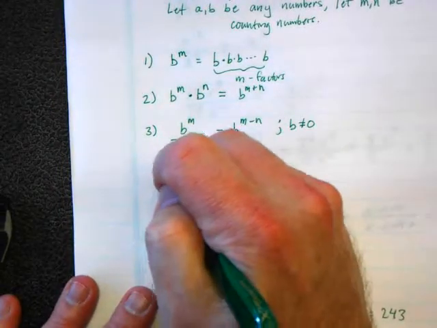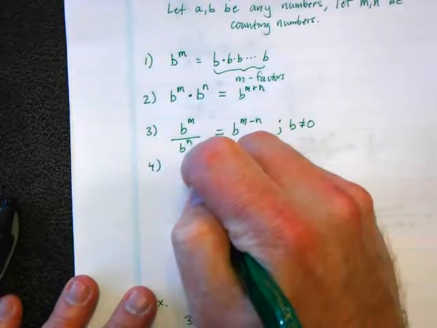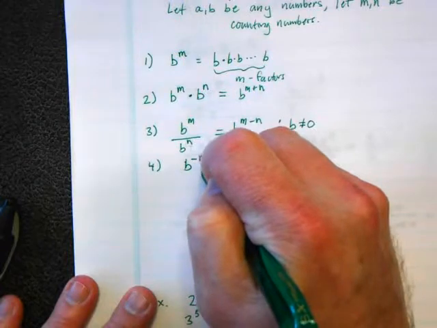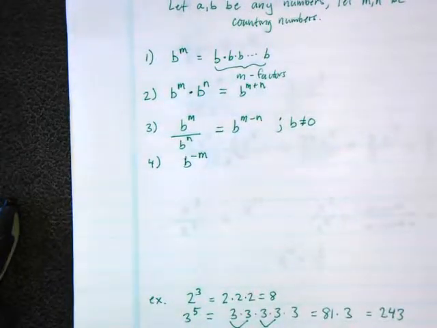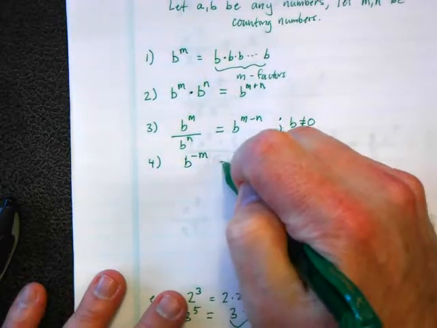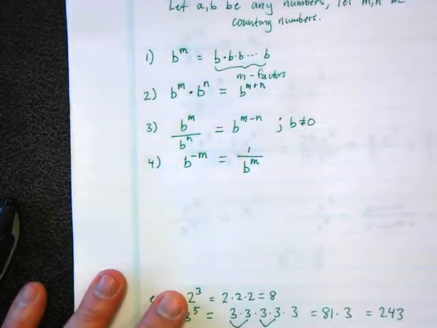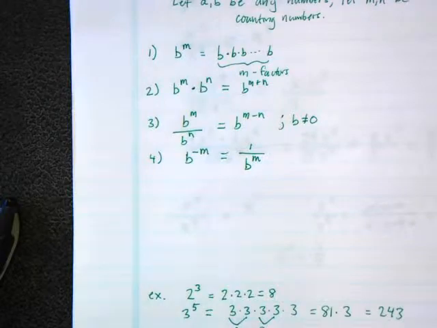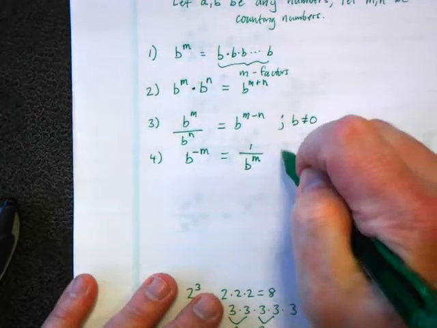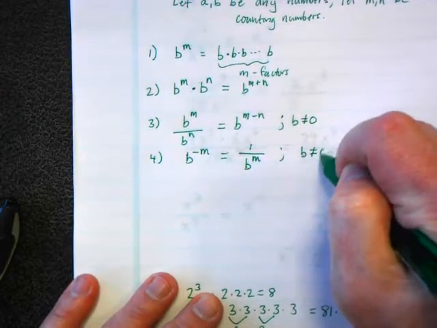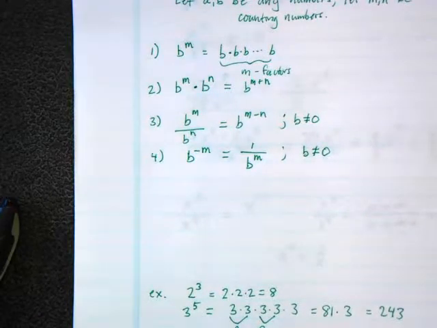All right, so that's our next rule. Our next rule is b to a negative power. We get rid of the negative power by putting the b on bottom. And then the power becomes positive. And we have to have the same little rule here. B can't be 0, because if b is 0, once again, I would have 0 on bottom, and that's no good.